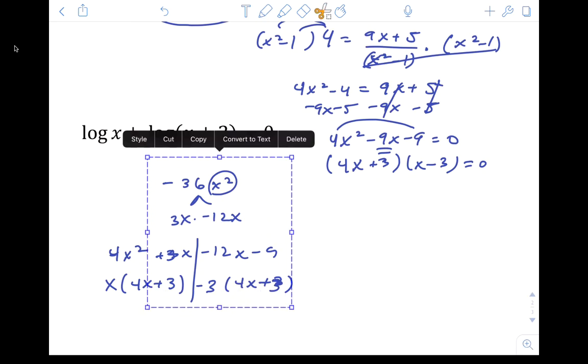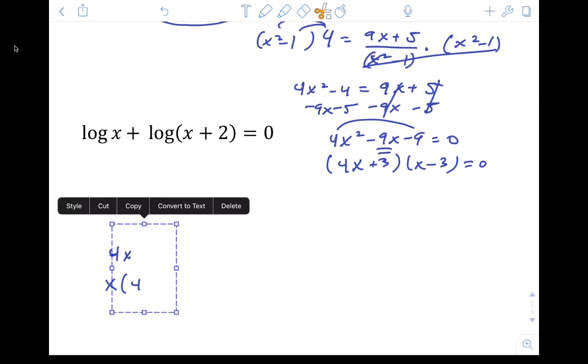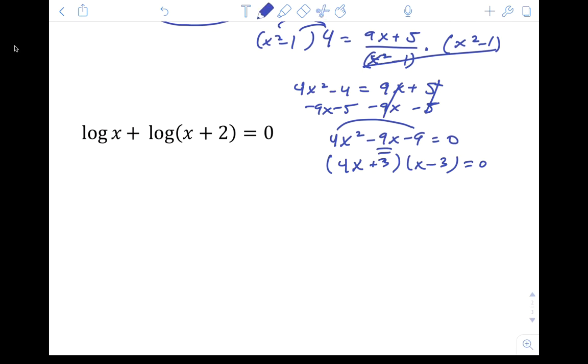Okay, I'm going to get rid of this because I need the space. So then to finish this out, by setting this equal to 0, on the 4x plus 3 equals 0, I'm going to subtract 3 and divide by 4. So x equals negative 3/4. And then, of course, over here, I'll just add 3. X equals positive 3. So let's see if anything is extraneous.